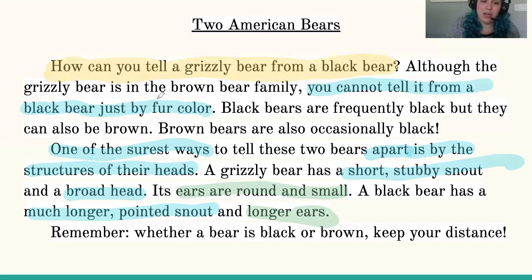A black bear has, on the other hand, there's that compare and contrast. You use those words when you're doing answers to questions too. On the other hand, a black bear has a longer pointed snout. A black bear also has longer ears. That's my answer. I'm done. That's the answer to my problem. Perfect. I pulled it right from the text.